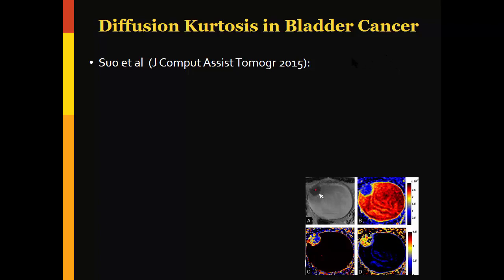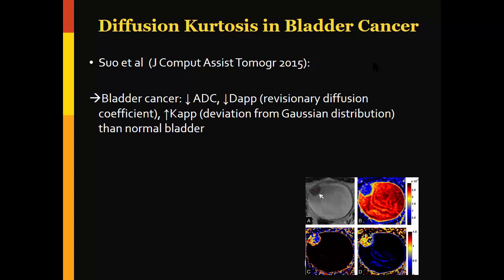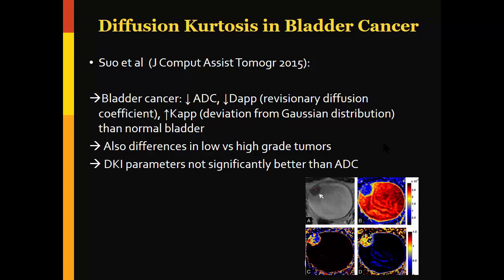Some hope that applying a diffusion kurtosis model for the diffusion data could help reduce a little bit of that overlap. This is a paper published last year, and basically it showed, as had been found before, that low ADC is seen in bladder cancer compared to the normal bladder. In addition, the two kurtosis parameters that were evaluated, the diffusion coefficient and the deviation from the Gaussian distribution, were significantly different as well between bladder cancer and normal bladder. All of these parameters were also able to differentiate low versus high-grade tumors.